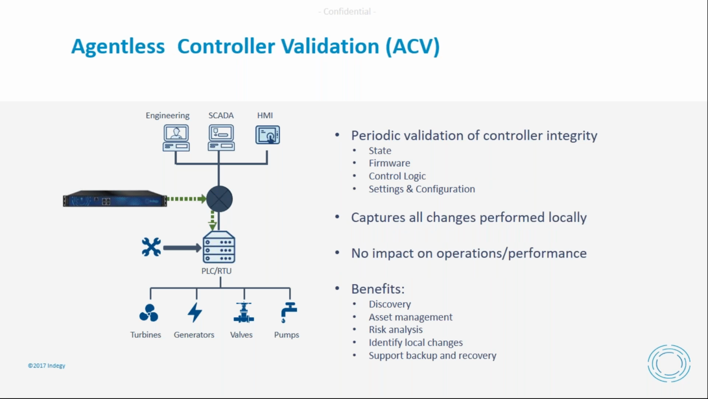Another thing the system does is agentless controller validation. This is where it can actually go out and interrogate the processors and give you more detail about them, like what state are they in? Is it running, or is it programmed, or is it in test mode? What's its current firmware level? What does its control logic look like as far as the tag structures and the program structures? And has anything changed? This is the piece that allows you to do change detection on your controller, so it can find changes to the tag structure and changes to the program structure.